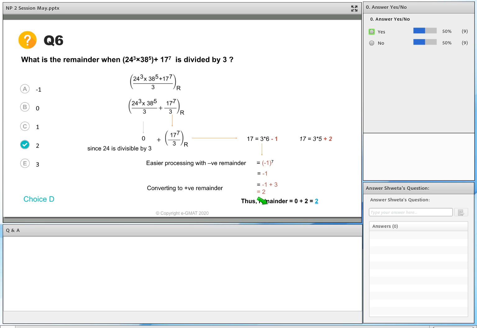Since I see just a 50-50 response here, 50% of you are comfortable, 50% are not, that is maybe because you're seeing negative remainders for the first time. I'm also opening the chat box because of this kind of confusion. Tell me in the chat box, what is the biggest concern you have here? I'll try to explain this again.